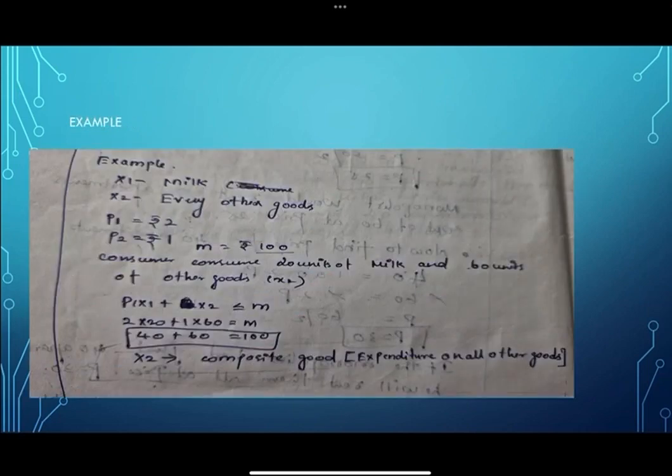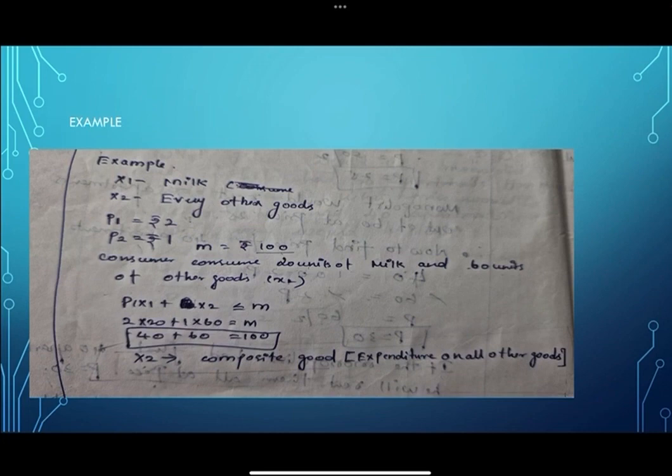Okay, I have given an example. I have taken x1 as milk and x2 as every other good. Every other good means every good except milk, whatever goods there are in the world. For example, tomatoes, vegetables, stationery items, food items, accessories, whatever goods in the world, that is called other goods. It is also called a composite good.